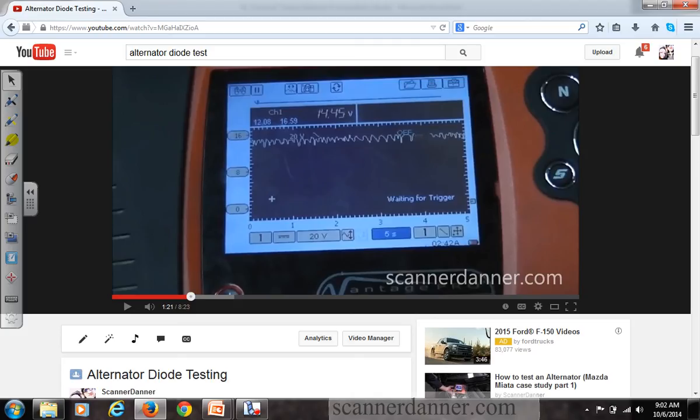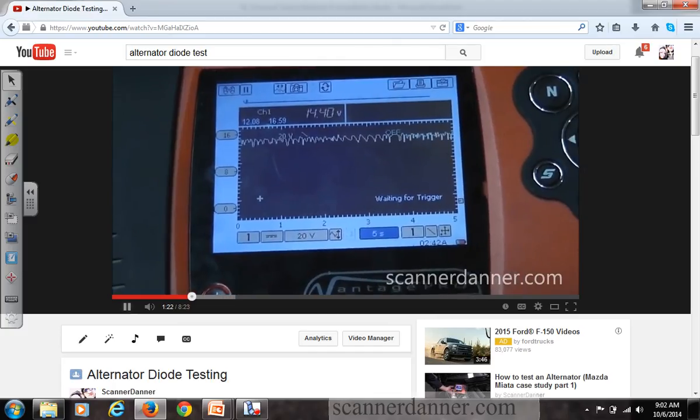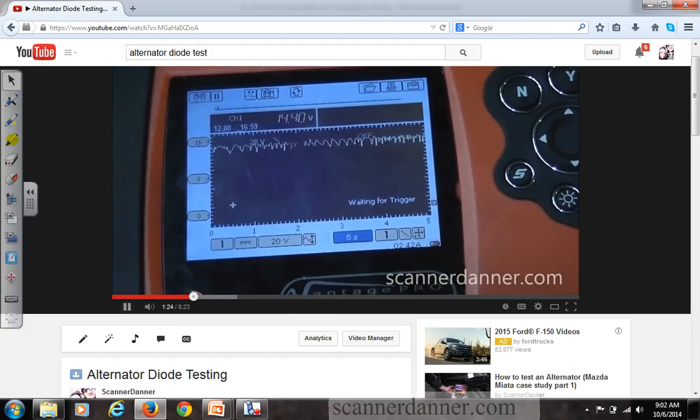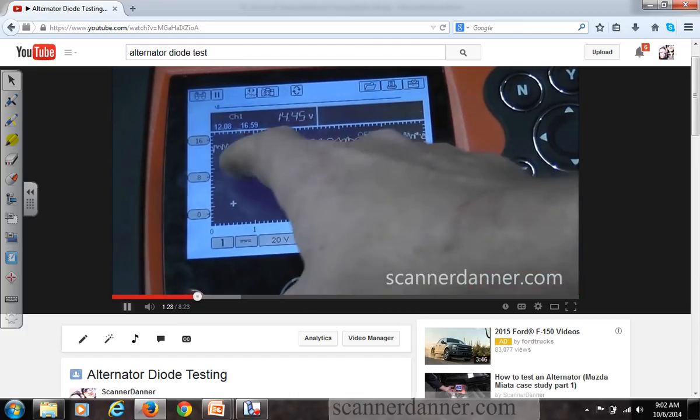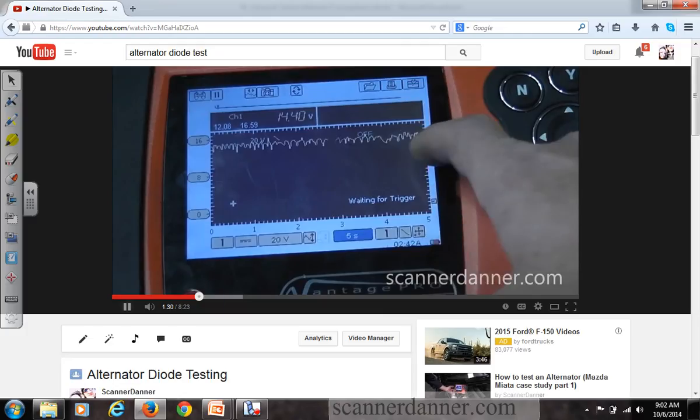So this just reviews everything that I just did with you guys in the video. You'll see in the next step, I'm going to change this to an AC coupling. So it's 20 volts. I'm describing that.